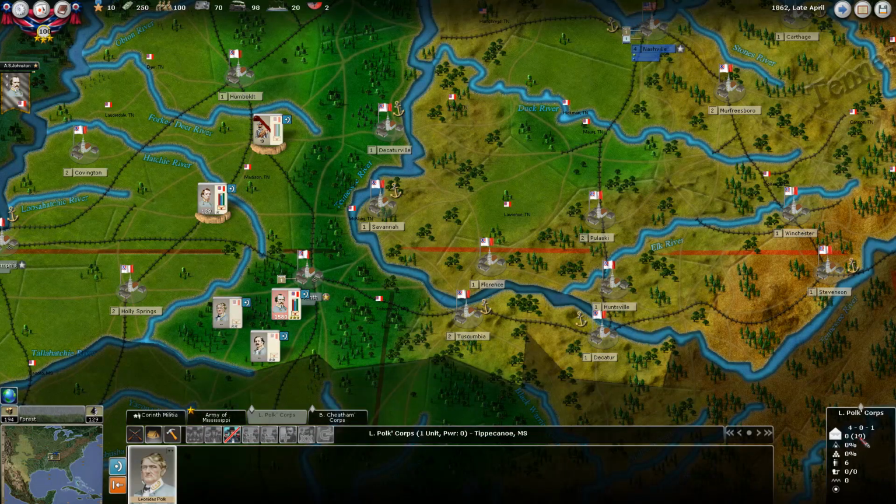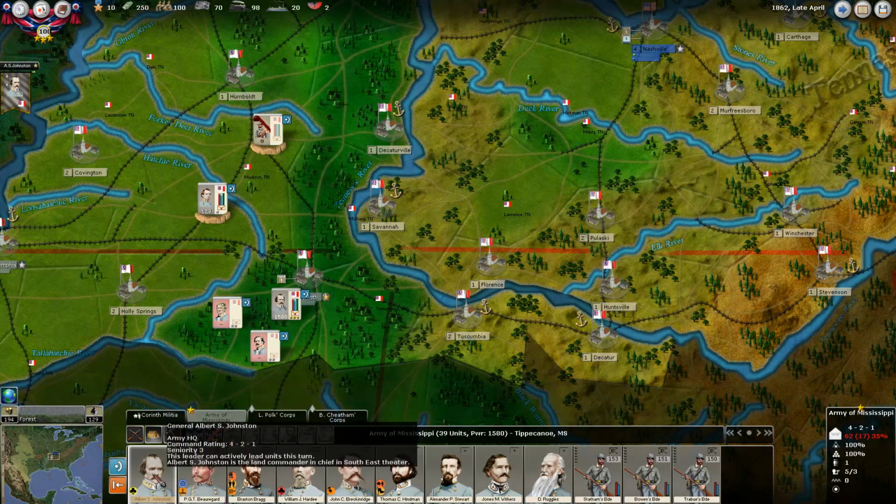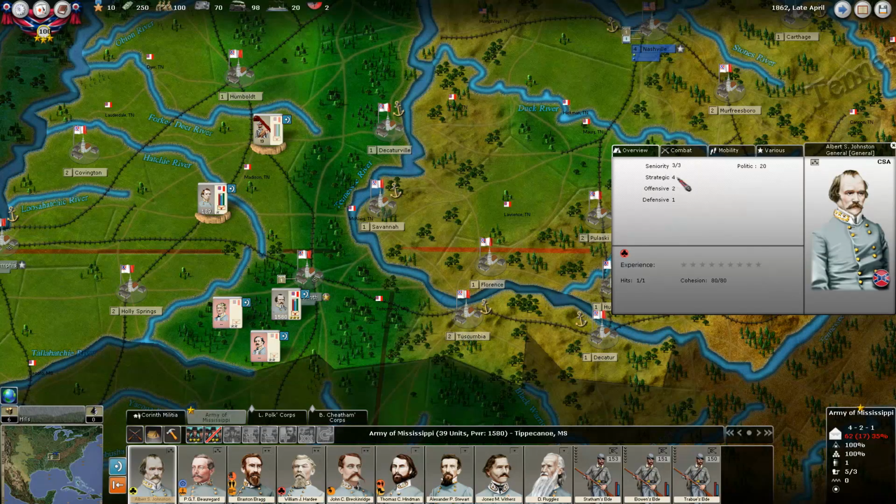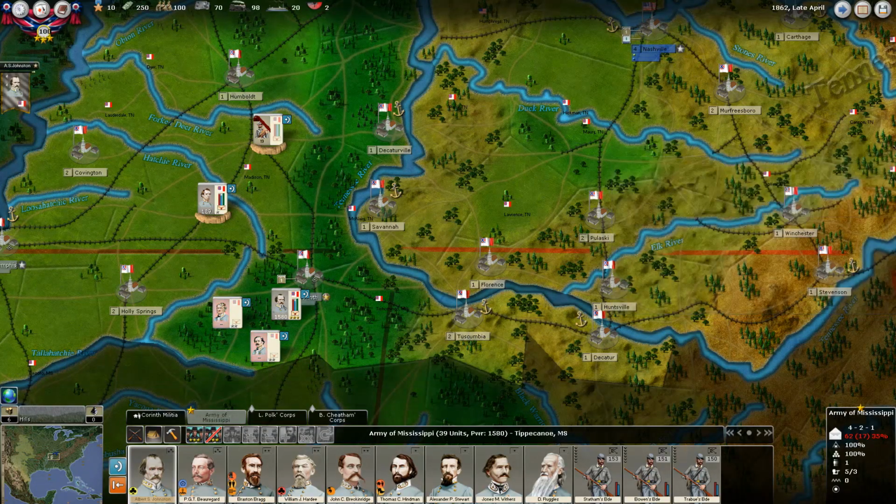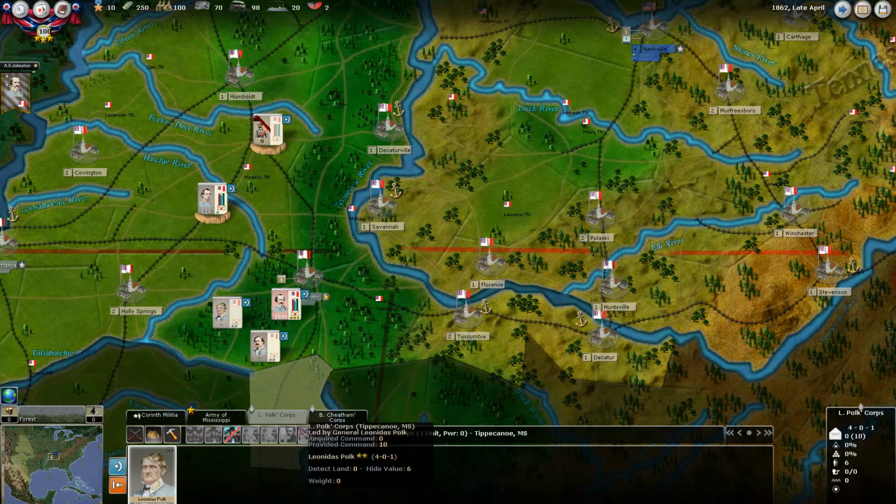Notice here, he's got 10 command points to rock with. That's because he's got 4, 8, because he's got 2 stars. And then he's getting 2 from Johnston. Because again, Johnston's strategic rating is 4. Subtract 2 from that, he's got 2. So he passes down 2 to his corps commanders.